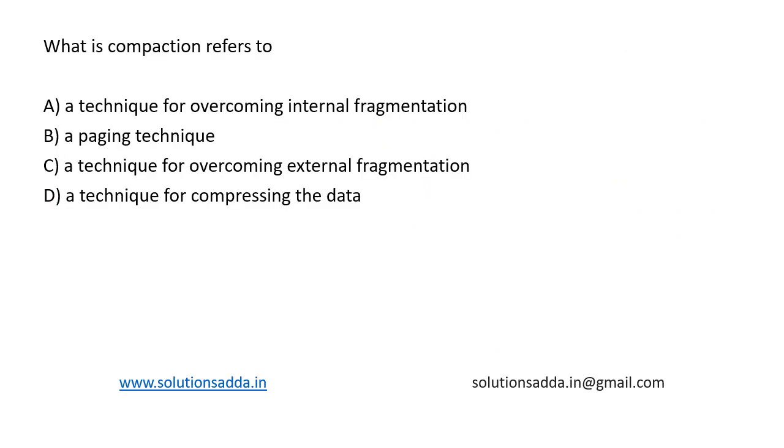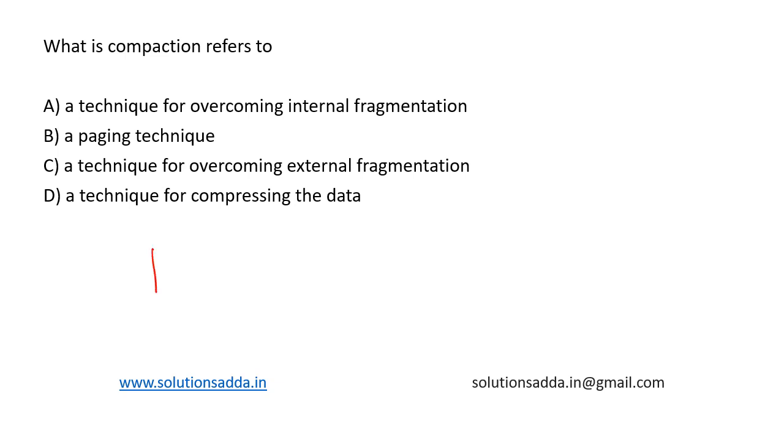What does compaction refer to? And options are given. So first of all, what is compaction? It is the process of combining all empty memory partitions together to create a bigger partition. And what is compaction used for? It is used to solve the problem of external fragmentation. External fragmentation is the situation where sufficient memory is there to satisfy a process request, but it cannot be allocated due to memory blocks not being continuous.